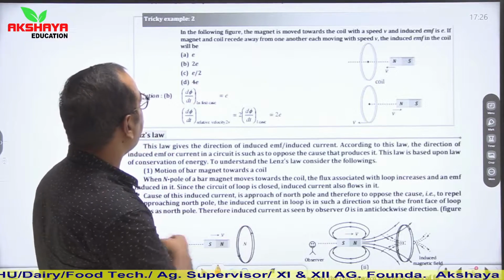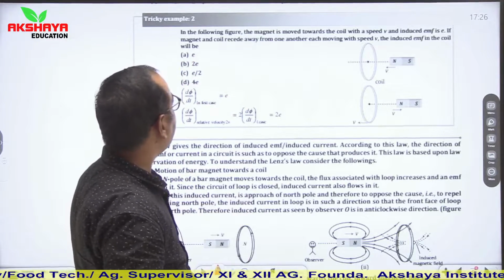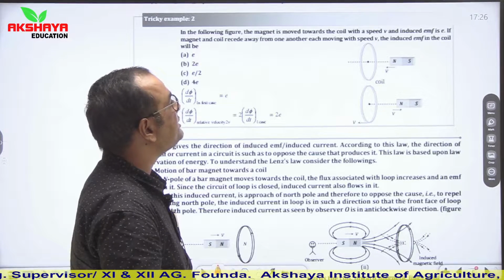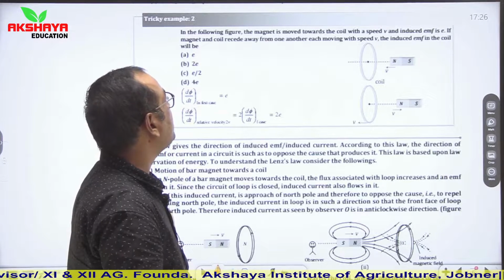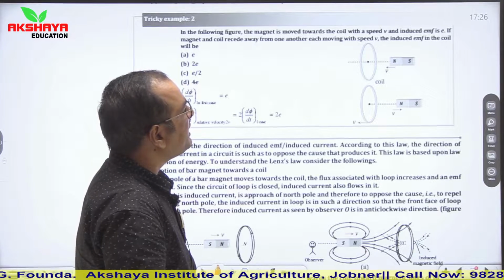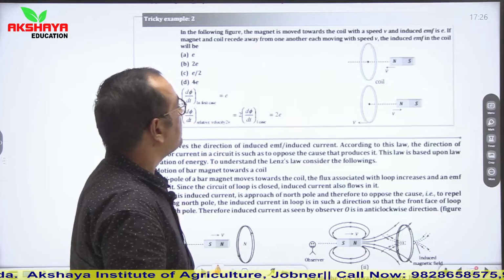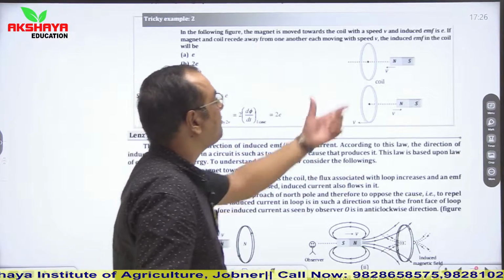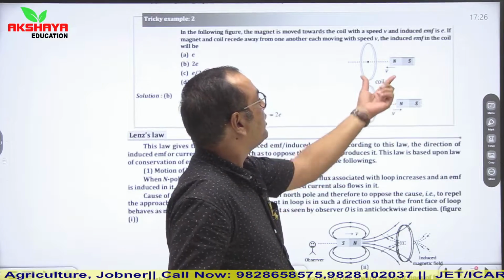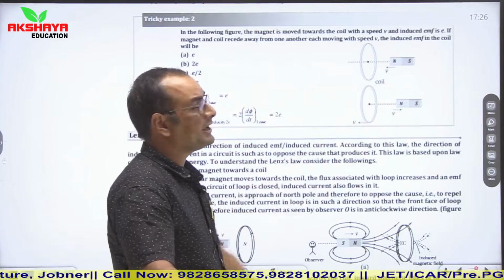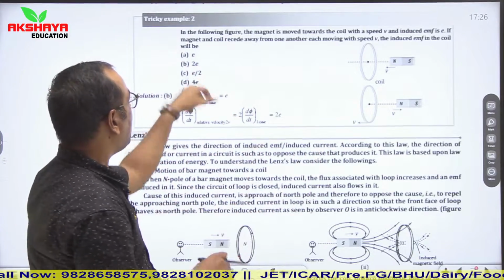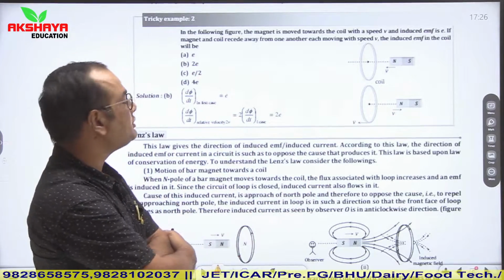Now see the next question. In the following figure, the magnet is moved towards the coil with a speed v and the induced EMF is E. If the magnet and coil recede away from one another, each moving with speed v, the induced EMF in the coil will be? So we are given two different conditions. In the first condition, the magnet is moving toward the coil with a speed v, and in the second case both are moving away from each other with the same speed. So how will the induced EMF change?